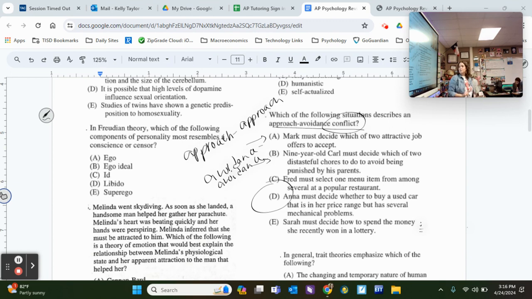Anna must decide whether to buy a used car that's in her price range. She can afford it, that's a good thing, but it has mechanical problems, and that's a bad thing. Okay, and I don't know what the other two answer choices are because they're not really any of the other conflicts.